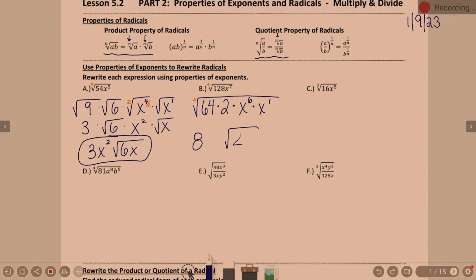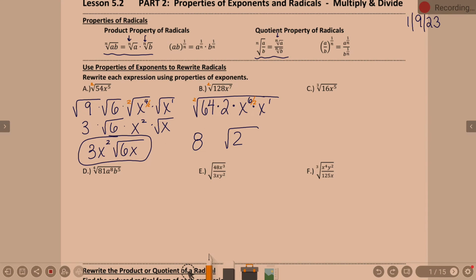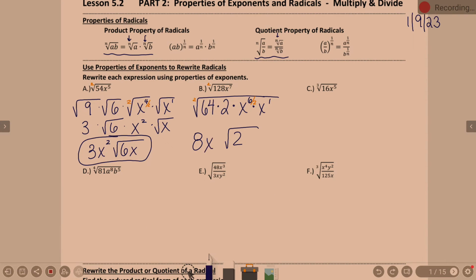What's the square root of x to the 6th? x cubed. What did we just talk about? In order to take the square root of an exponent, you divide by 2. And 6 divided by 2 is going to be x to the third. Since I was able to take the square root, I'm putting it out front. What's the square root of x to the first? I can't divide 1 by 2, so it stays under the radical.